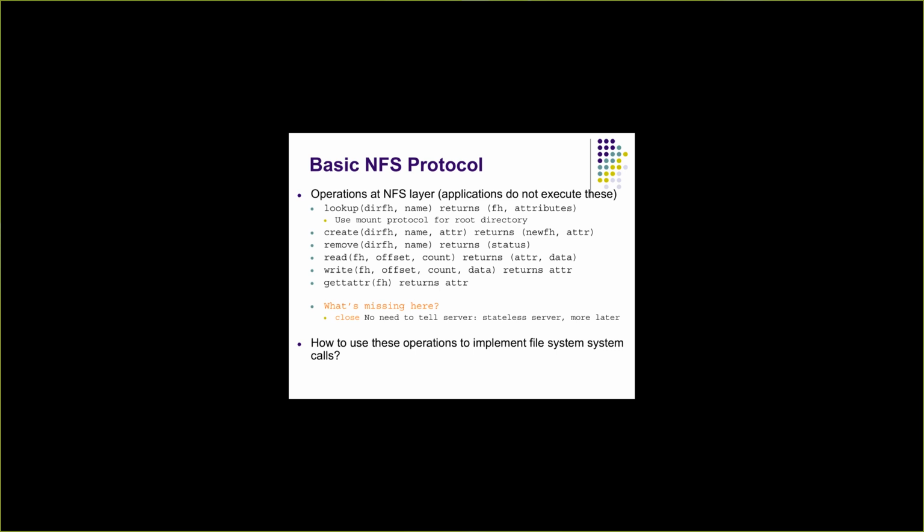Similarly, write also does the same thing. It also returns attributes. So note that every operation, along with returning whether the operation succeeded or failed, you always get attributes back, indicating the current state of the file on the server. This allows the client to expose the current state of that file to the user.